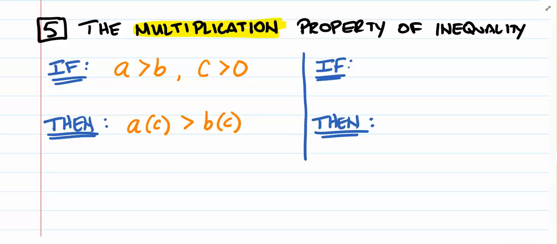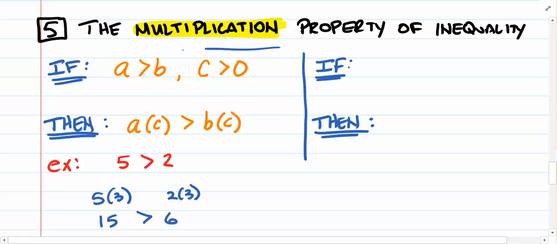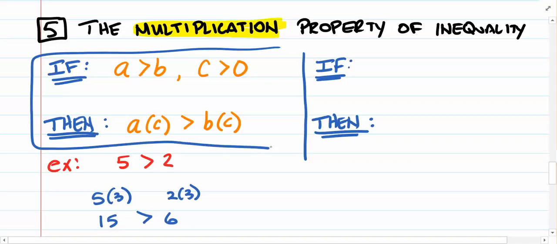So let me give you a quick example of that. Okay? So it is definitely true that 5 is bigger than 2. We all agree with that. And I'm going to multiply both sides by 3. So I want to know 5 times 3, how does that compare to 2 times 3? Well, 15 is still bigger than 6. That's the first part of the multiplication property. That's what this part is trying to get you to understand.